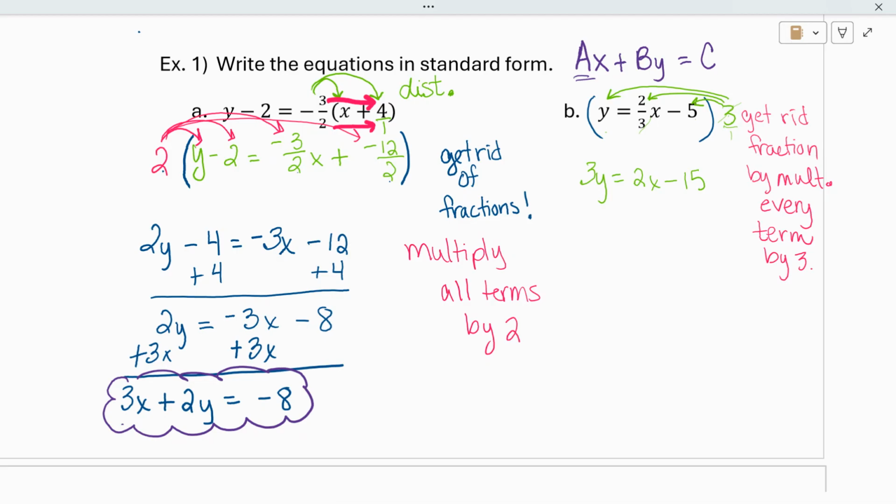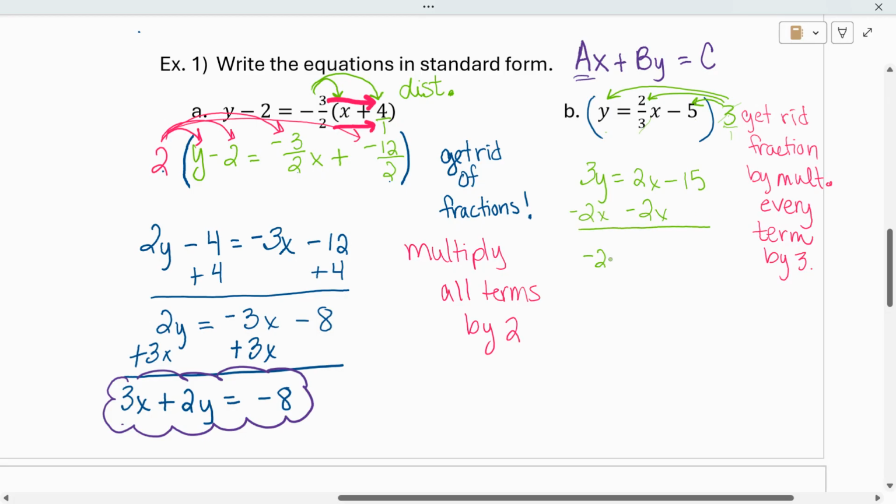So now what would you like to do? I need to get x and y on the same side. Owen. Add 2x. That is a positive 2x. So if I add 2, it's going to give me a 4x. I'm going to subtract 2x from both sides. So -2x plus 3y equals -15.